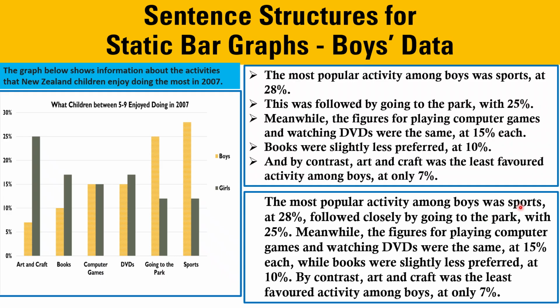The second sentence combines computer games and DVDs with books, using the connector while. This makes it a complex sentence, showing contrast. The last sentence ends with a clear contrast phrase. By contrast, art and craft was the least favored.